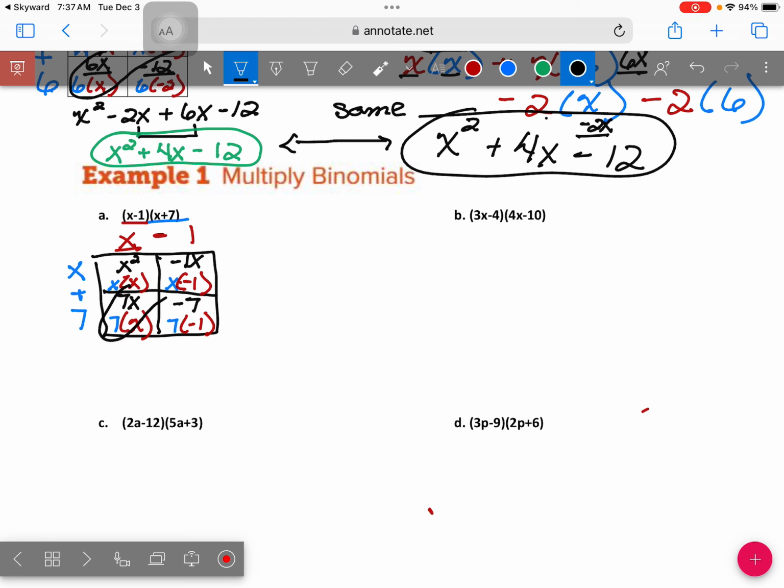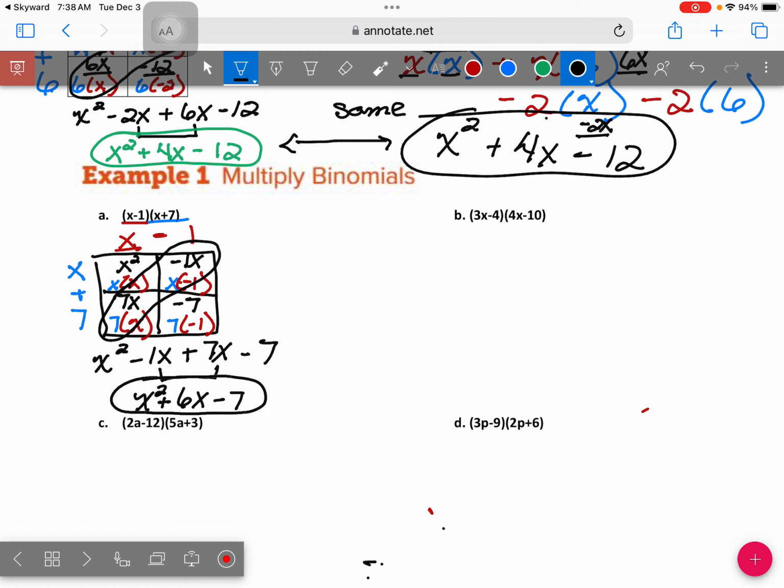You should look and know that these two terms on the diagonal are going to be like terms. So writing them down, I have x squared minus 1x plus 7x minus 7. Here are my like terms. -1x and 7x gives me 6x. So my final answer is x squared plus 6x minus 7. Okay? Any questions on that?